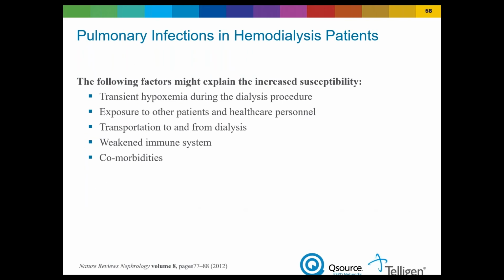So why are patients on dialysis at high risk for pulmonary infections? A number of factors can explain this. They have transient hypoxemia during hemodialysis procedure, exposure to other individuals and healthcare personnel, transportation to and from dialysis, their weakened immune system, and other comorbidities as mentioned.